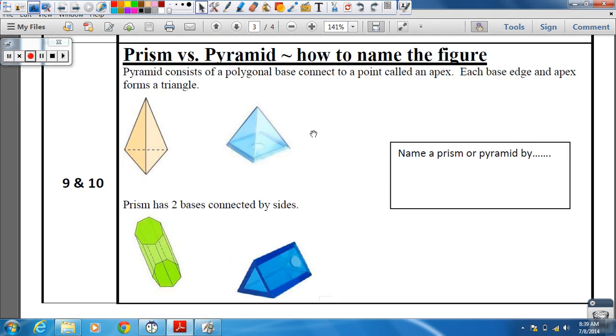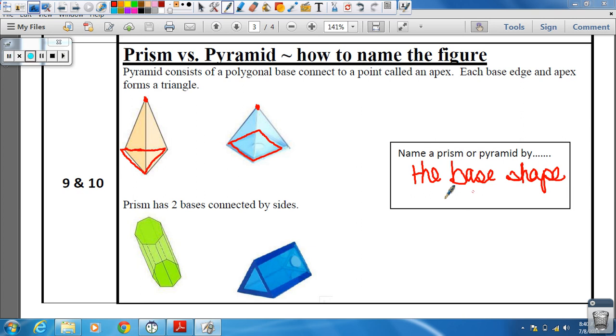And now to name a prism versus a pyramid. Sometimes this is confusing for people, how to tell the difference. Well, a pyramid comes to a point. That point is called an apex. So if it comes to a point, that means it only has one base. It's called a pyramid. So this would be a triangular pyramid because the base is a triangle. This one would be a square pyramid because the base is a square. The prism has two bases that are connected by the sides. Remember, we always name a prism or a pyramid by the base shape. That's what we just did, naming those pyramids.